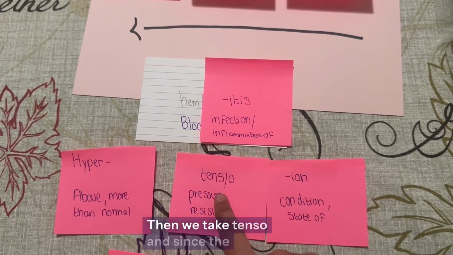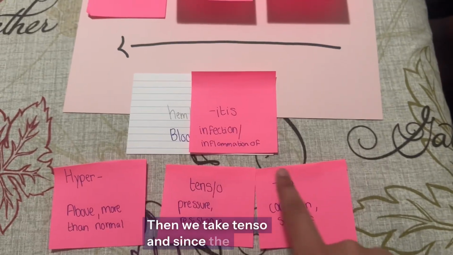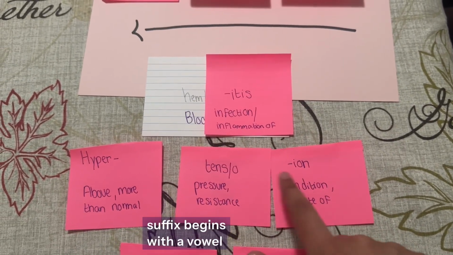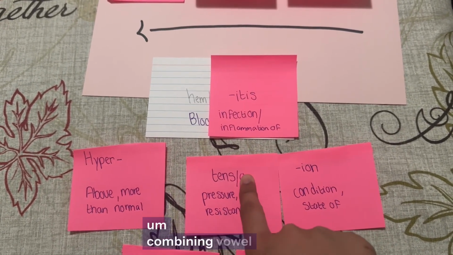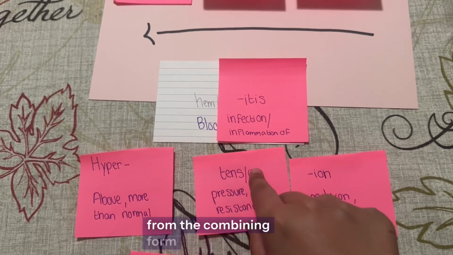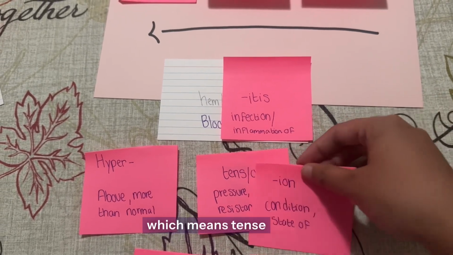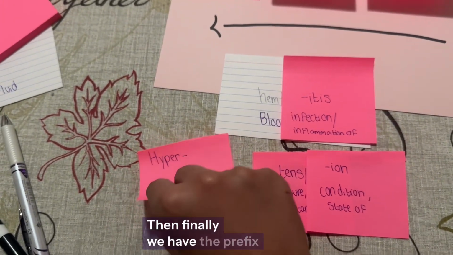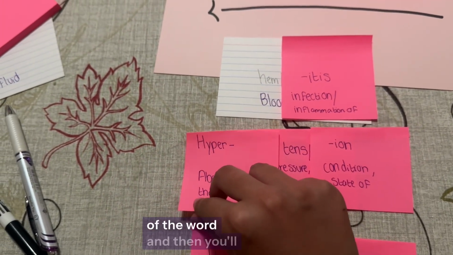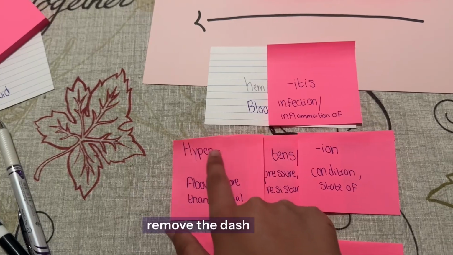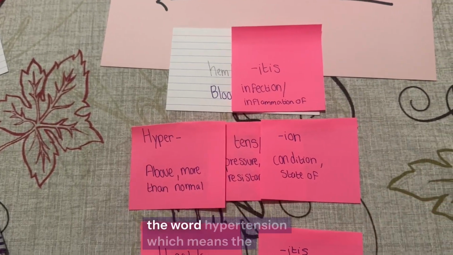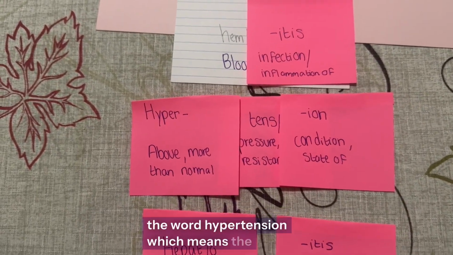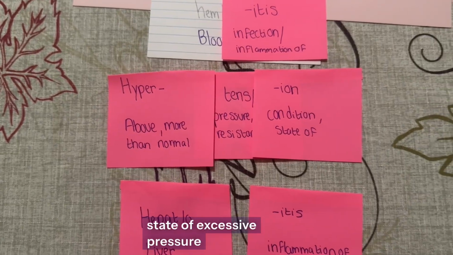Then we take tenso, and since the suffix begins with a vowel, you want to remove the combining vowel from the combining form, which means tens. So just like that. Then finally, we have the prefix, which you'll put in the beginning of the word, and then you'll remove the dash. And essentially, that will make the word hypertension, which means the state of excessive pressure.